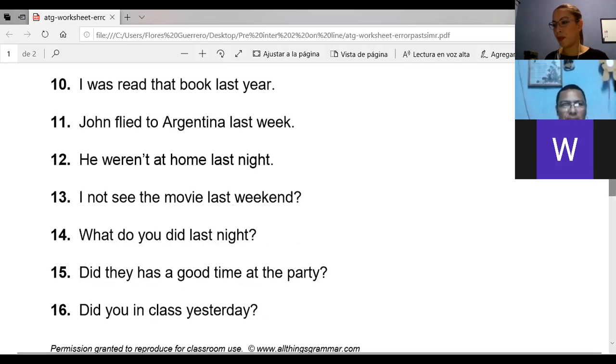Number 10. I was read that book last year. I have two verbs there. I read that book. And was is not necessary there. Now, okay. What about number 11?